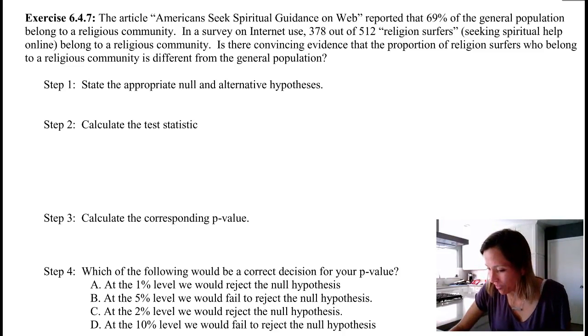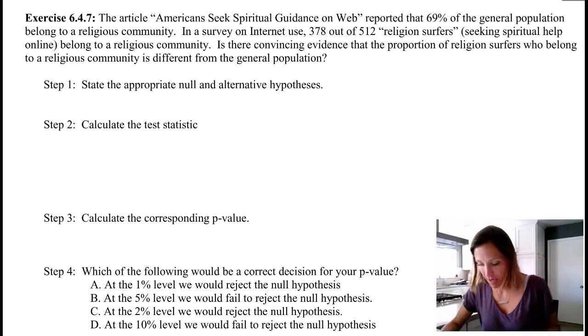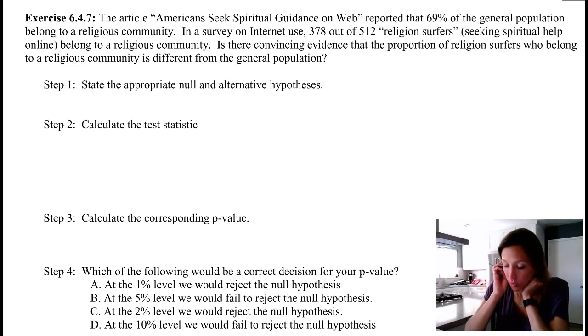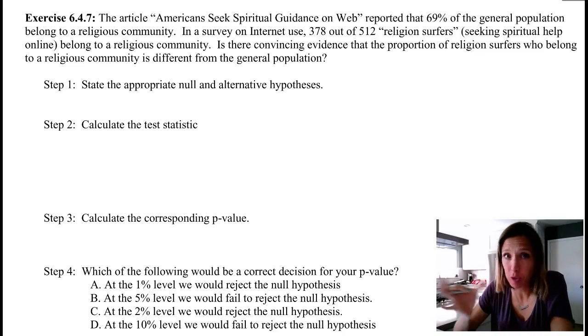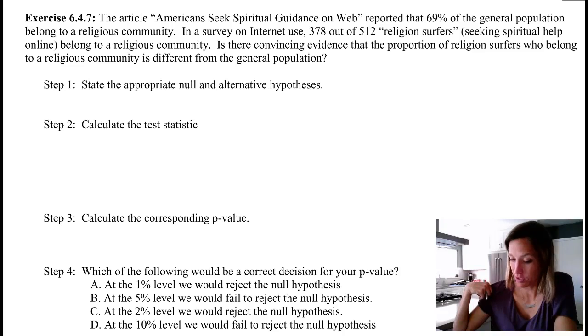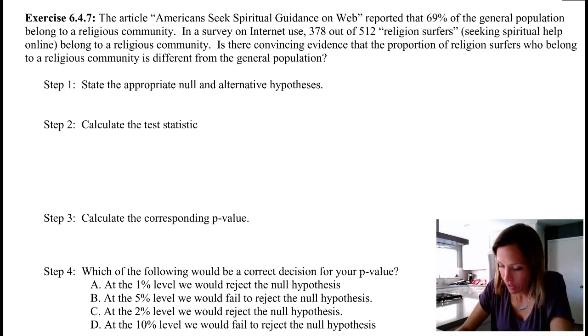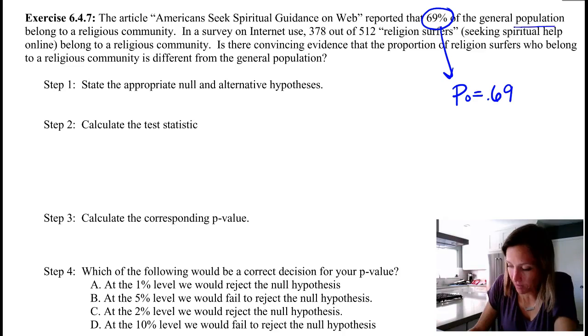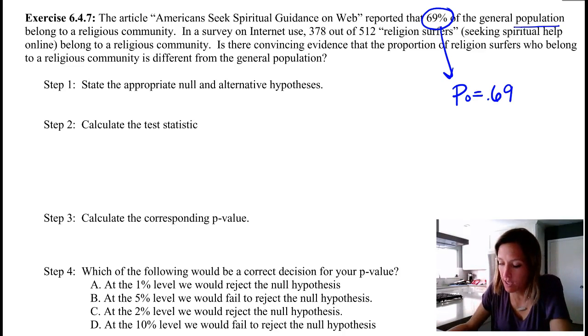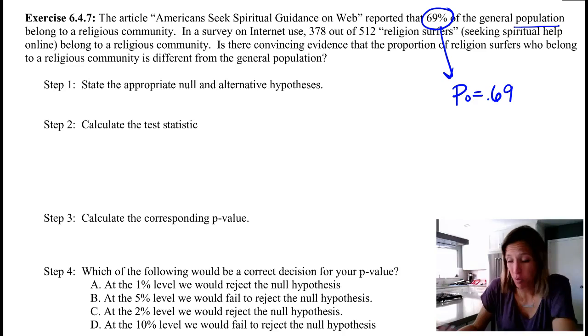So let's go and do this example of hypothesis testing. As we read through here, you should probably try this on your own first and then come and watch the video if you had trouble. 69% of the general population belong to a religious community based on some article. So this is going to be our proposed value. Not only does it say the word population, so we're saying that that's what the real value is, but it's from an article, it's a report, so we're probably going to be testing that. And then we get our evidence.